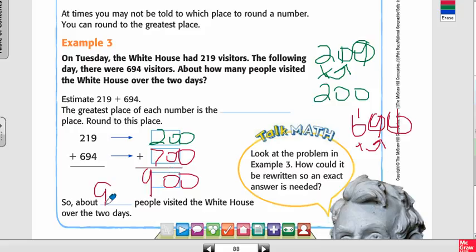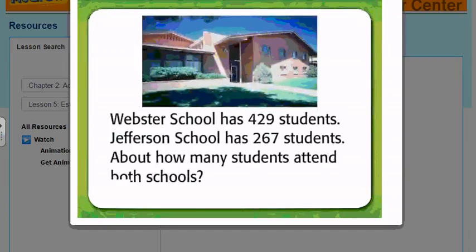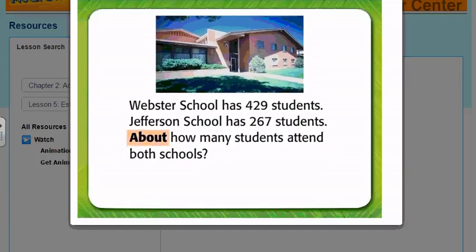So they have about 900 people who visited the White House over the 2 days. Estimate sums. Webster School has 429 students. Jefferson School has 267 students. About how many students attend both schools? Since the question asked about how many students, we can estimate to find the answer.